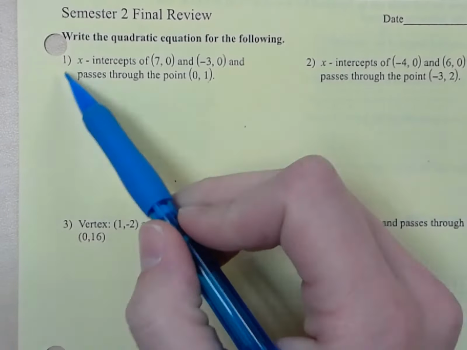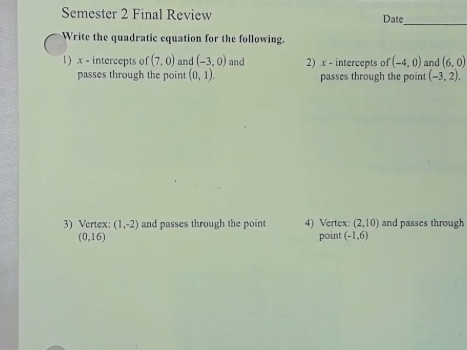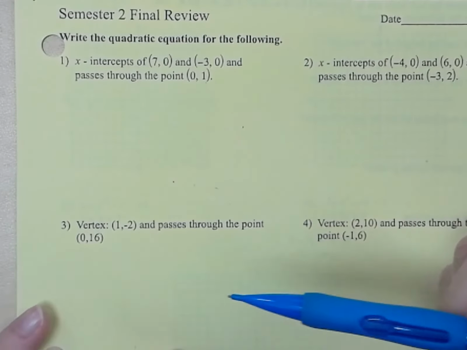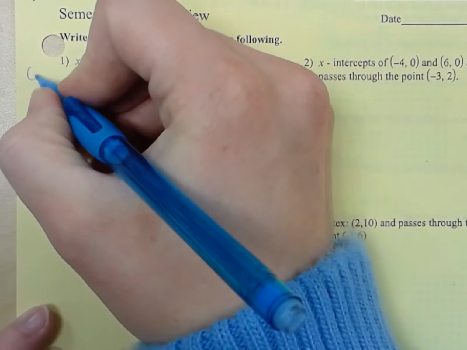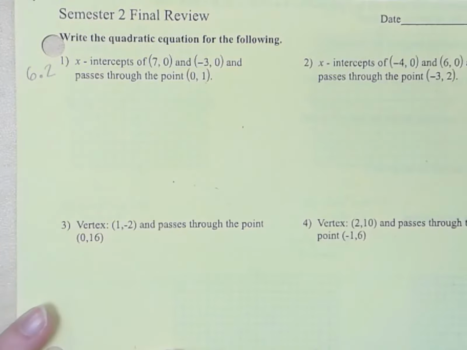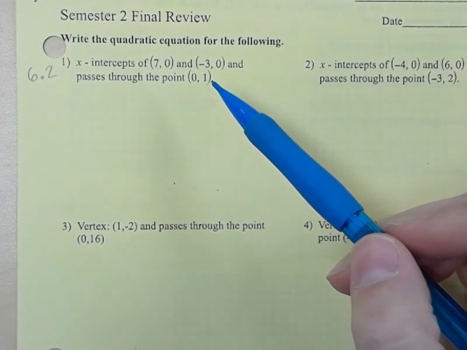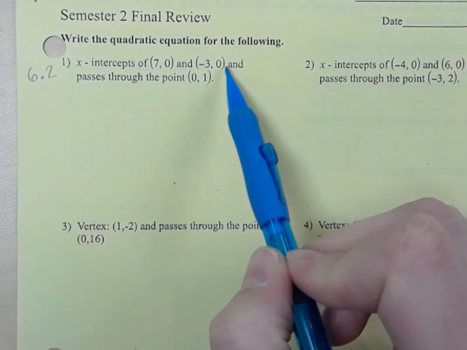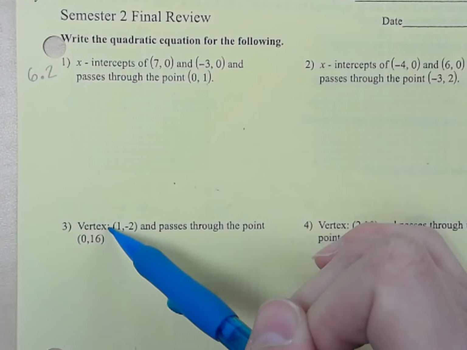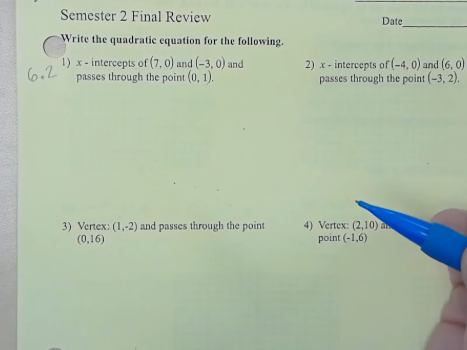Okay, in this video I'm going to do numbers 1 and 3 from the review. This is found in section 6.2 of your notes for reference. Basically, we just have to write the equation of the quadratic, and it gives us one of the key features, whether it be the x-intercept or the vertex, and it gives us a point that it passes through.